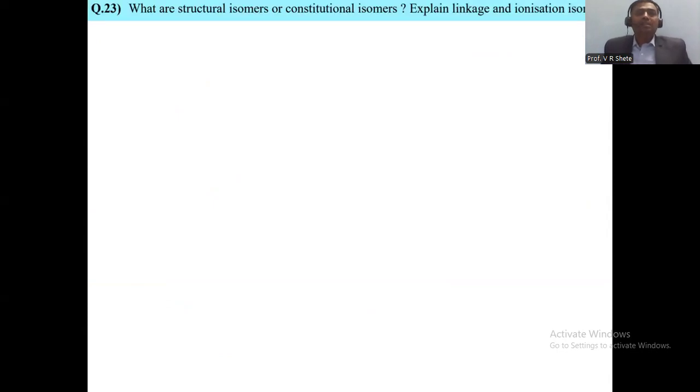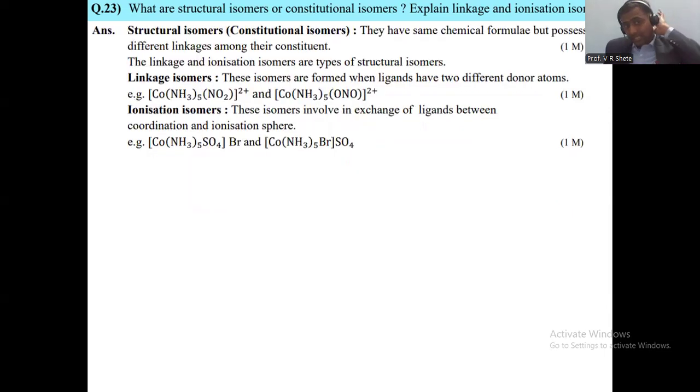Which are the structural isomers? So what are structural or constitutional isomers? Explain linkage and ionization isomers. This is for a 3 mark question. Structural or constitutional isomers have the same chemical formula but possess a different linkage among their constituents. That is called structural isomerism, like linkage or ionization isomerism.